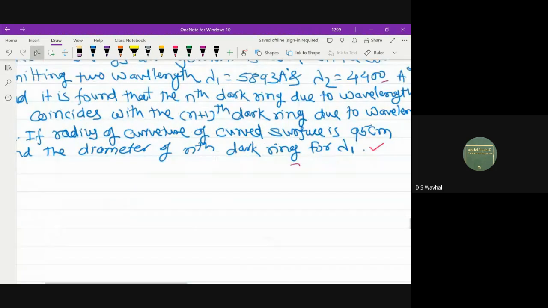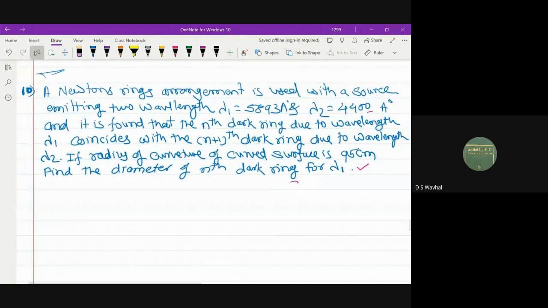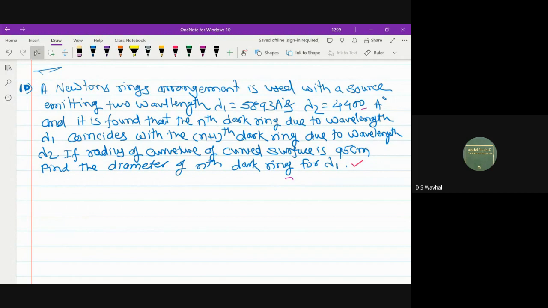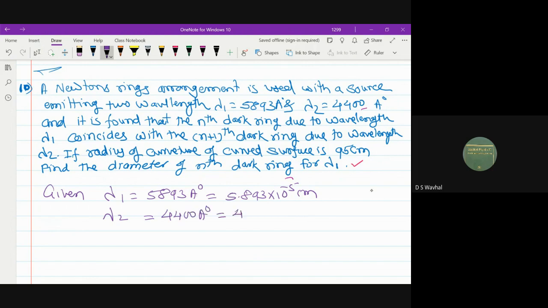Okay, let's go to the next one. Let us see what is given in this. A Newton's ring arrangement is used with a source emitting two wavelengths, lambda 1 and lambda 2. So two wavelengths are given here. Lambda 1 is 5893 angstrom, which is 5.893 into 10 to the power minus 5 centimeter, and lambda 2 is 4400 angstrom, that is 4.4 into 10 to the power minus 5 centimeter.